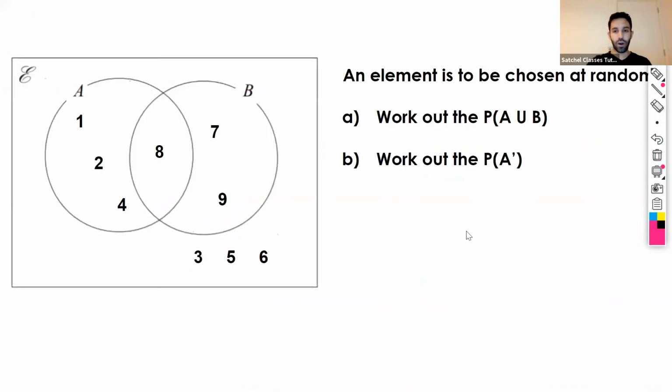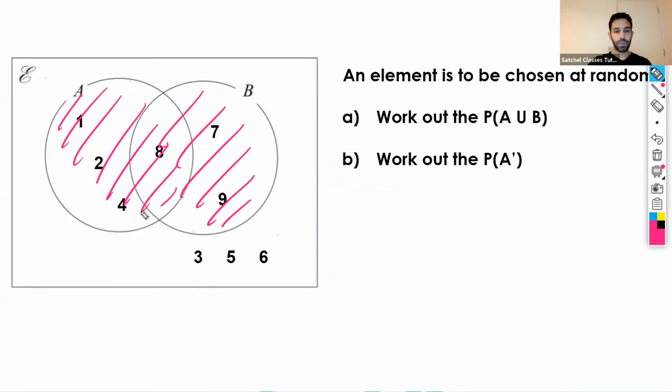So here's our last example. The Venn diagram's been drawn for us. It says an element is being chosen at random, work out the probability of A union B. So again, A union B, like the last question, is all of A and all of B. So the numbers that fall in A union B are 1, 2, 4, 8, 9, and 7. So that's a total of 1, 2, 3, 4, 5, 6 possible numbers out of 9. So that's going to be 6 over 9, which is 2/3.